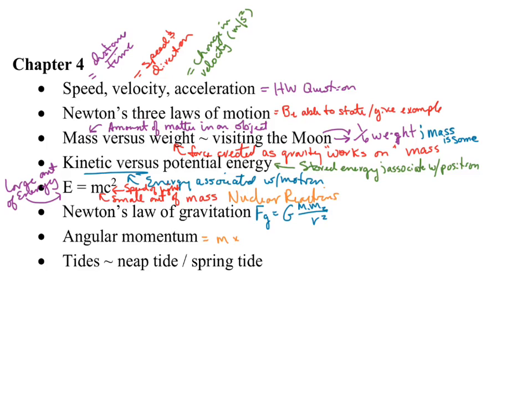Then angular momentum is like regular momentum. It has a mass term, a velocity term, and a radius term, though. So angular momentum is mass times velocity times radius. So that's why if your radius gets small, your velocity goes up.